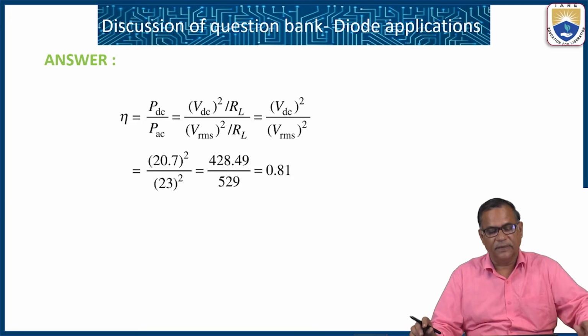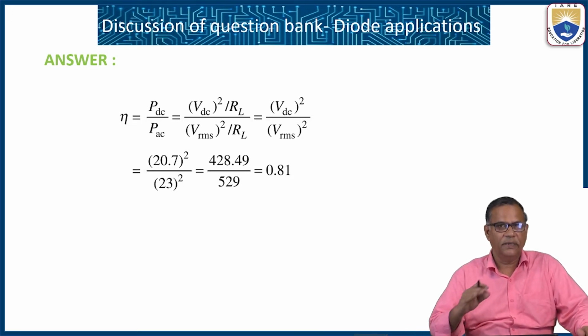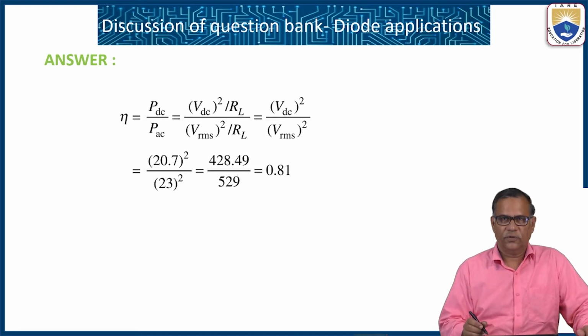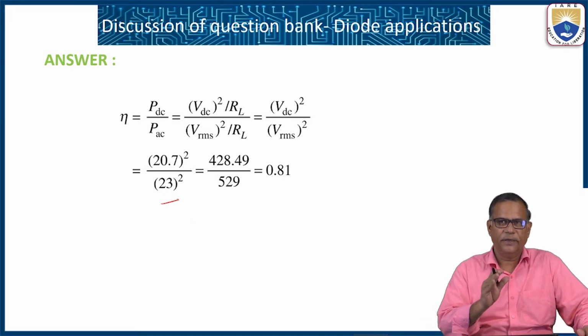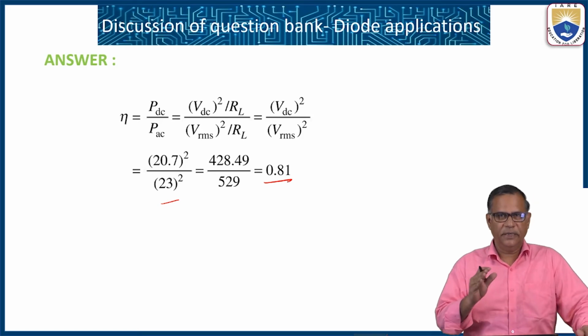And the efficiency, which is nothing but the DC power delivered to the load divided by the AC power input, is given by VDC square by RL divided by VRMS square by RL. So that is equal to 20.7 whole square divided by 23 whole square. So that is equal to 0.81. So the efficiency is 80%.